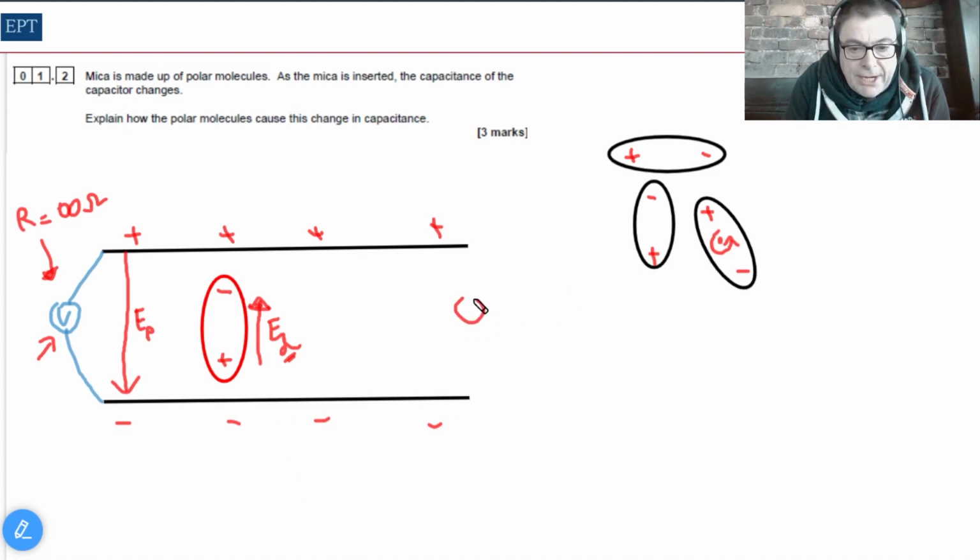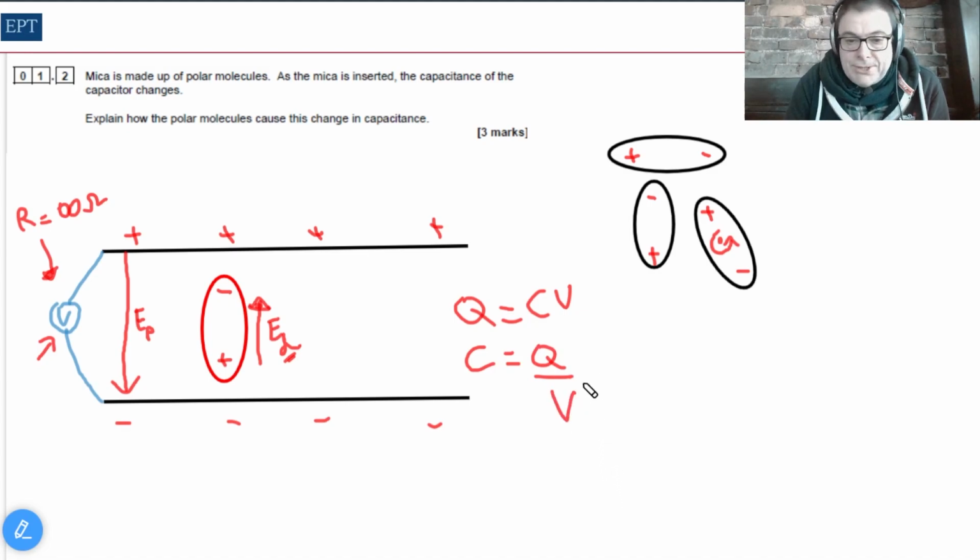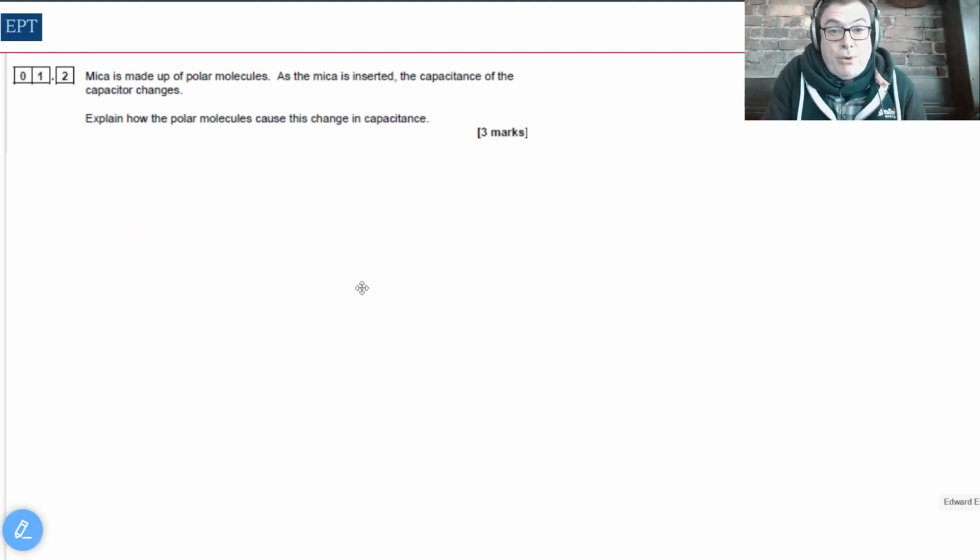We know, of course, that Q equals CV, which means that the capacitance is equal to the amount of charge divided by the voltage between the plates. Well, the amount of charge is fixed. The voltage, as we've explained, has reduced. Therefore, the capacitance has increased. How do we put all that into words?